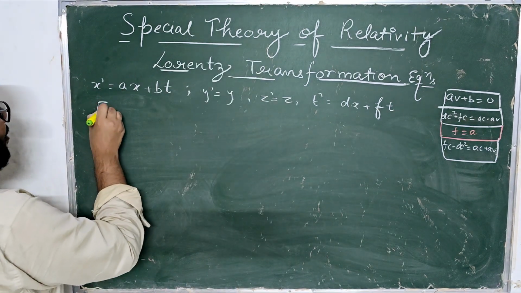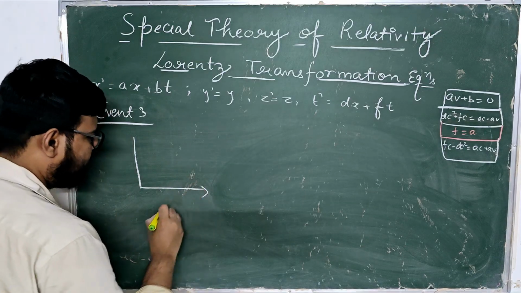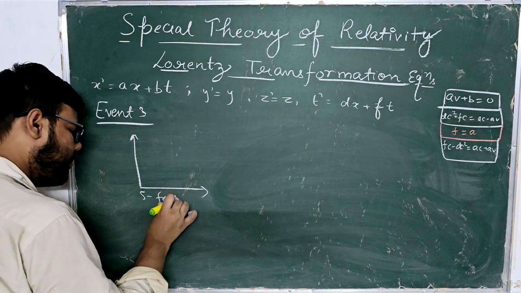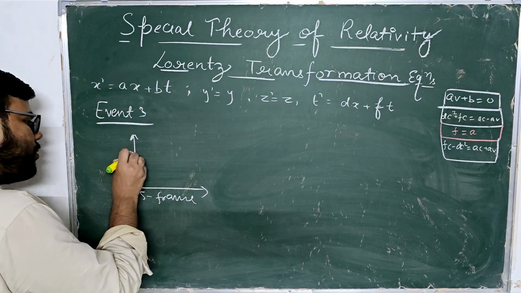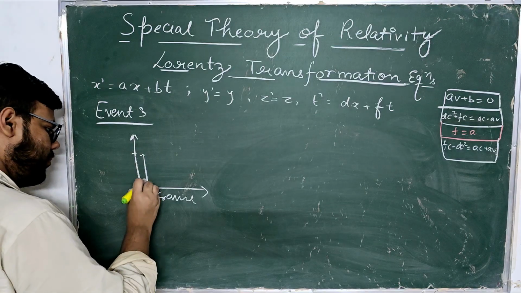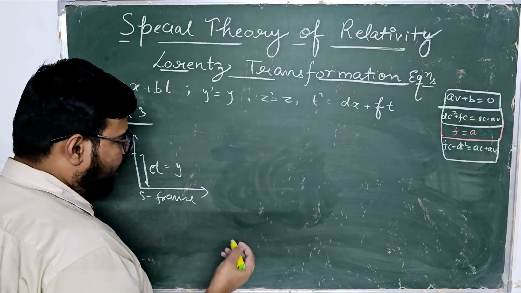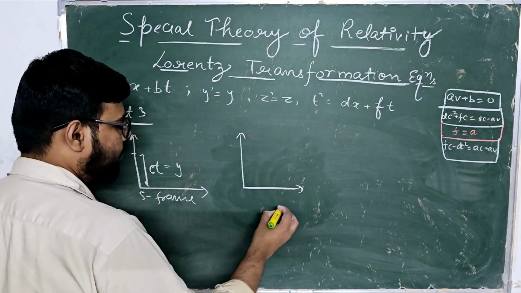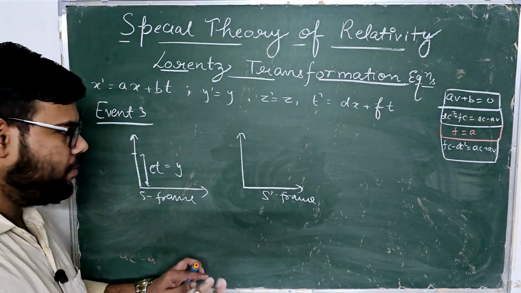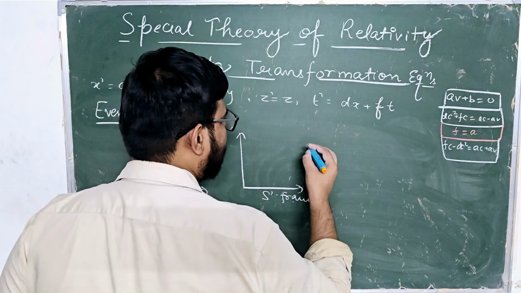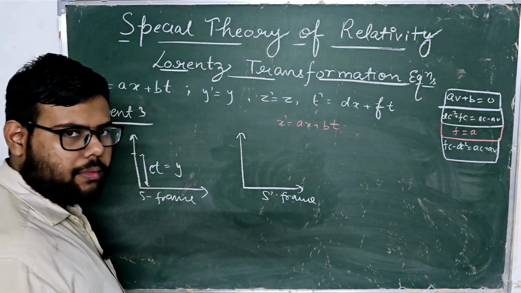Let's move to the fourth case. Sorry, not the fourth case, I meant event 3. Now in this case, this is S frame, and of course the light is spreading in all the directions, right? So it can go in Y direction also. This is equal to Y, right? Okay. And now for S prime frame, what will be the result? First of all, let me tell you one thing. X prime is equal to AX plus BT, correct? AX plus BT.